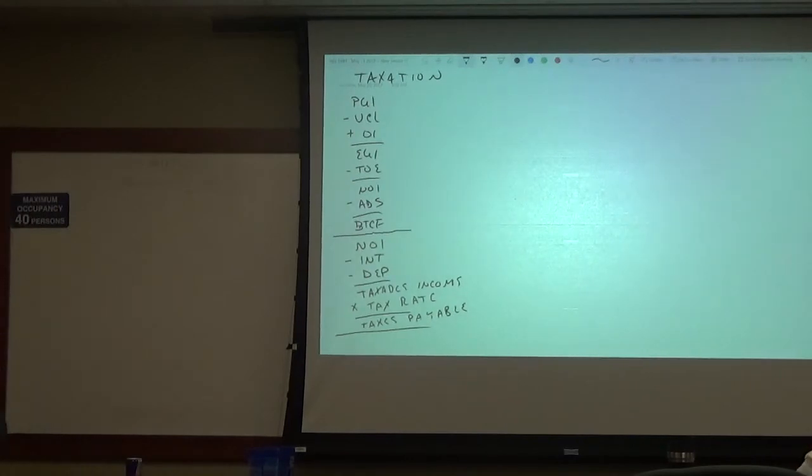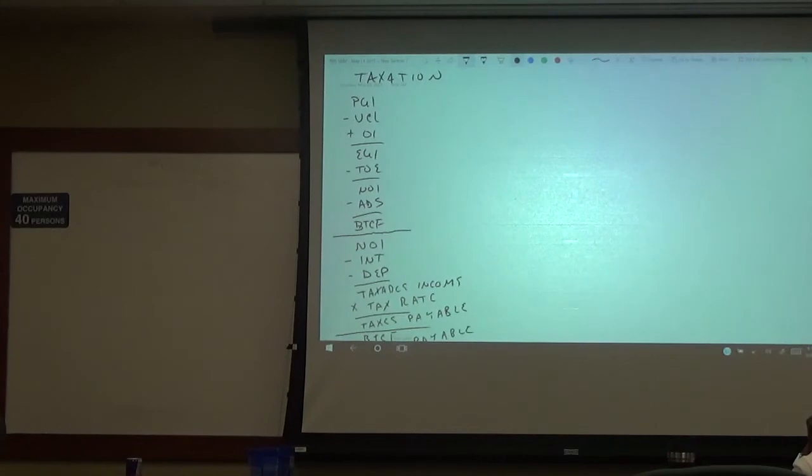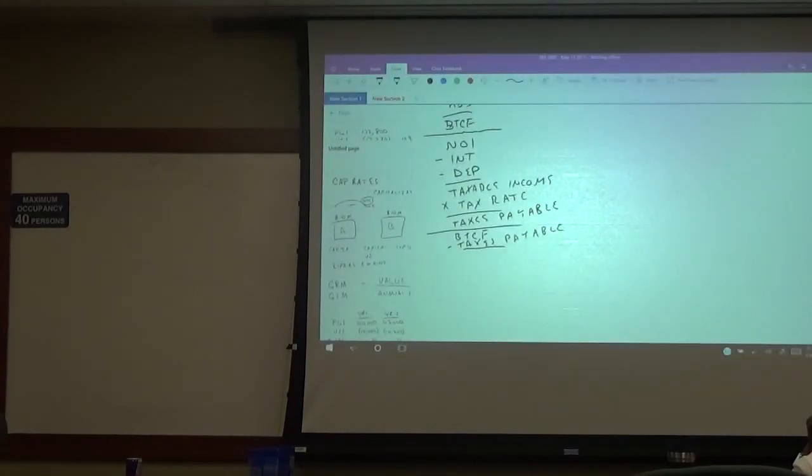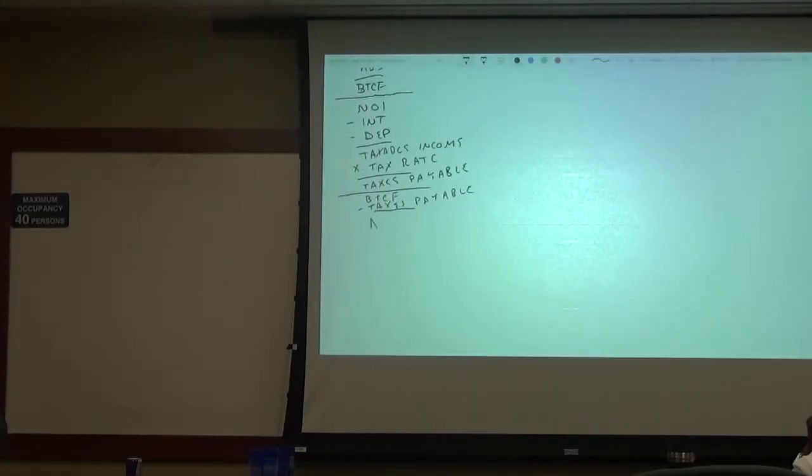Once we have completed this subroutine, then we go back to our before tax cash flow and we subtract out taxes payable. And that gives us the number we've really been waiting for, which is after-tax cash flow. Okay?